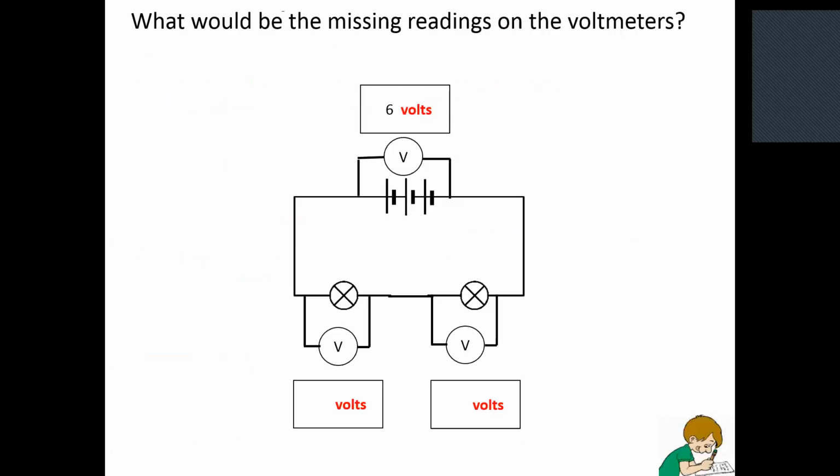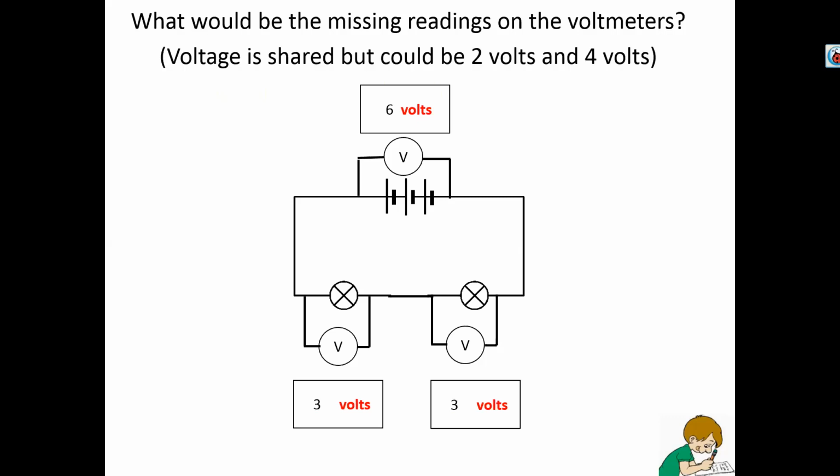At the bottom, what would the 2 voltmeters read for each bulb? Have a go now, please. And there are the answers. You'll see that it's possible that it could be 2 and 4 or 5 and 1, because the potential difference is shared across both of the bulbs in a series circuit.